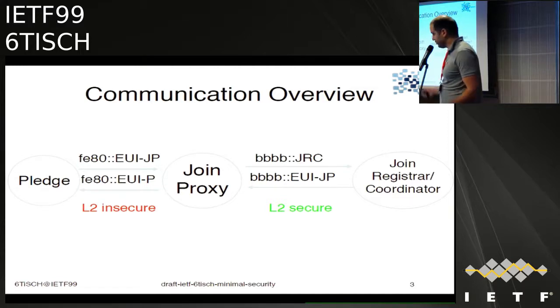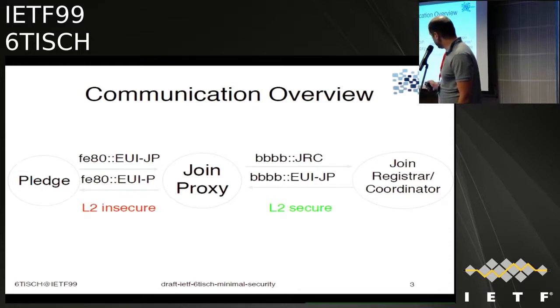Basically, we have a pledge, or in old terminology the joining node, which is pre-configured with locally relevant credentials, such as a pre-shared key or a locally relevant certificate. We have a one-hop radio neighbor of the pledge that we term the join proxy, and the join registrar and coordinator, the JRC, which is the central entity that manages the join process. The pledge and the join proxy communicate over link local addresses. Importantly, the pledge only needs to know the address of the join proxy. The join proxy, however, needs to know the address of the JRC. There was one issue that I will discuss later, how the join proxy finds out the address of the JRC.